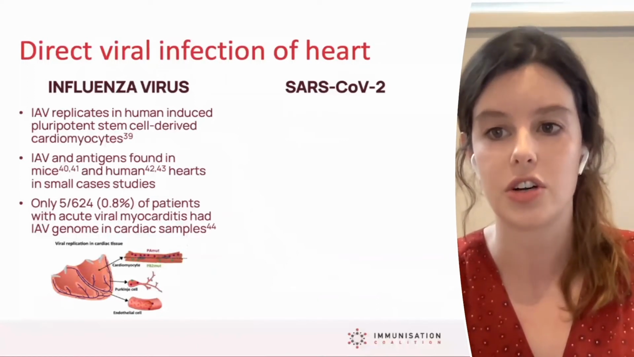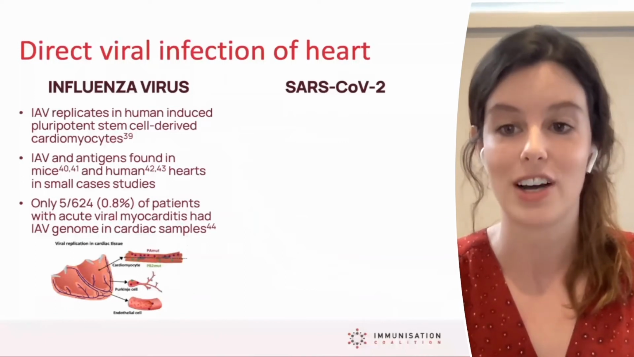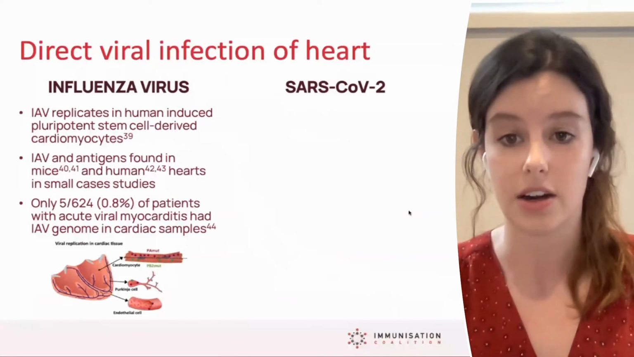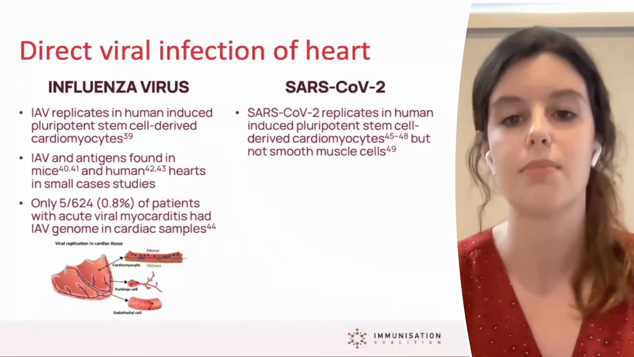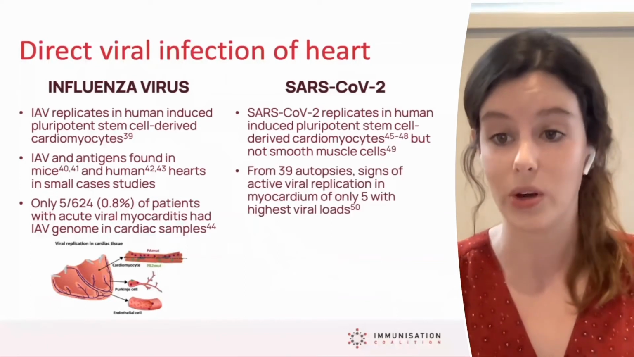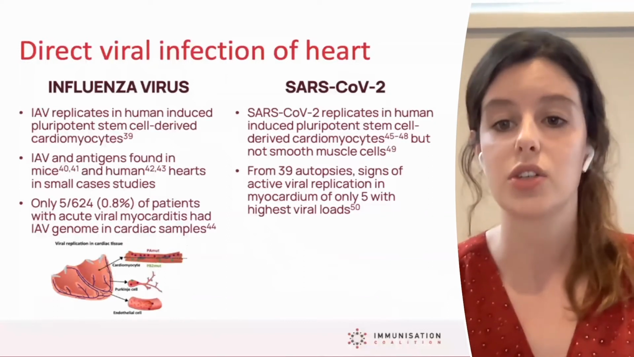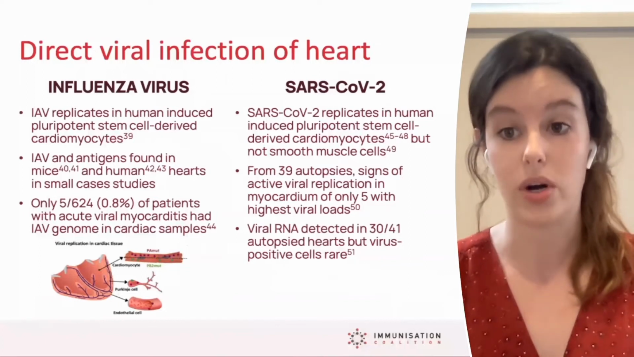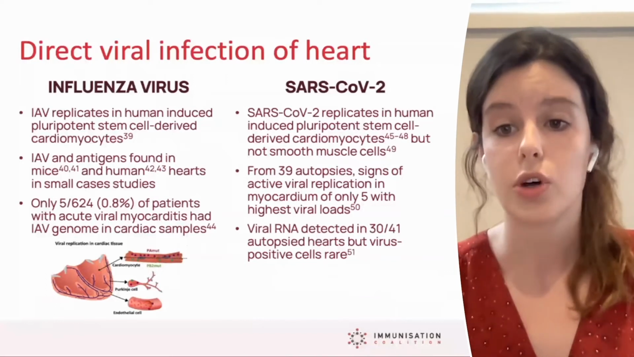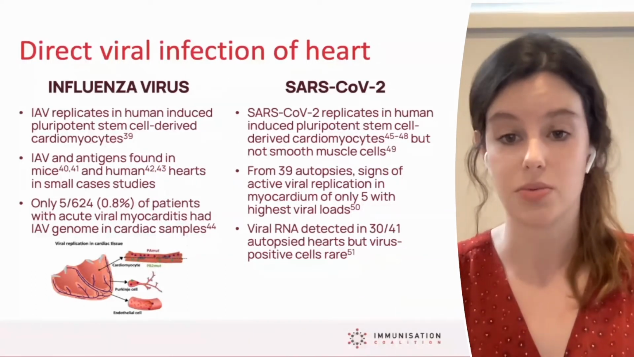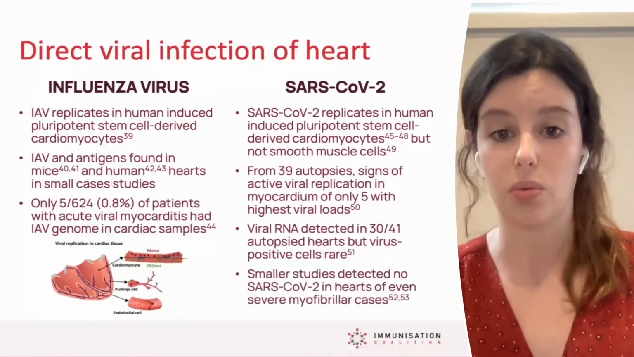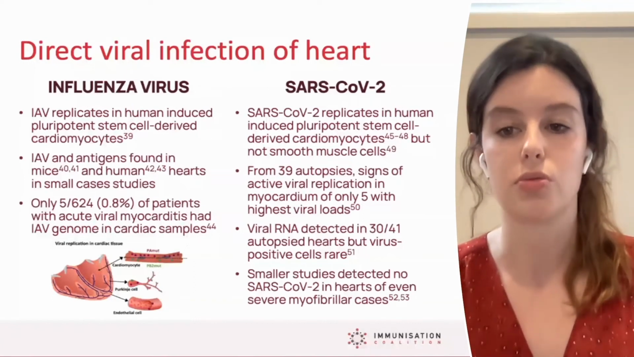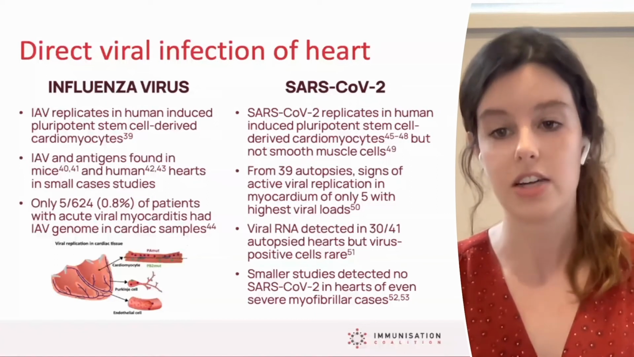In vitro studies show infection and replication within human pluripotent stem cell-derived cardiomyocytes, but not smooth muscle cells. Autopsies of 39 COVID patients detected negative sense RNA indicative of active viral replication in the myocardium of only 5 patients with the highest viral loads. And in another autopsy study, SARS-CoV-2 positive cells in the myocardium were really rare despite viral RNA being detected in 30 of 41 hearts. Smaller studies of autopsy specimens from 5 and 8 COVID-19 patients respectively failed to detect SARS-CoV-2 within the heart entirely, even when patients displayed severe myofibrillar anomalies. So the contribution of direct viral infection to the development of these cardiac complications is still pretty unclear.